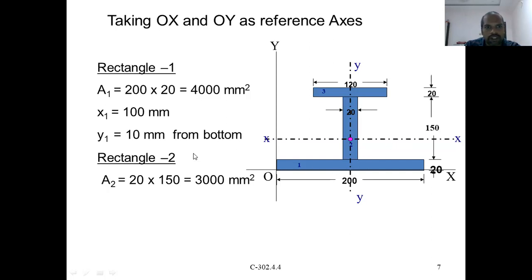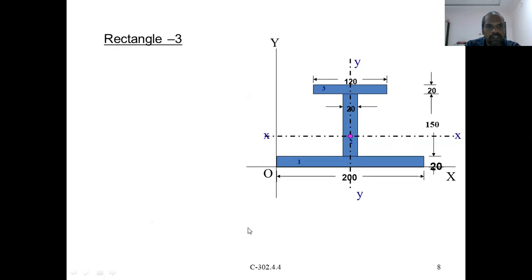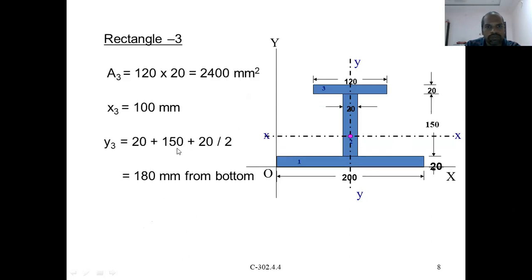So y1 is equal to 10 mm from the bottom. Already we have discussed how to get 10 mm. Similarly, y2 is equal to 20 plus 150 by 2, that is equal to 95 mm from the bottom. And y3 is equal to 20 plus 150 plus 20 by 2, that is 180 from the bottom. Already we have discussed how to calculate this y1, y2, y3. Of course, forget about x1, x2, x3, we don't need them.